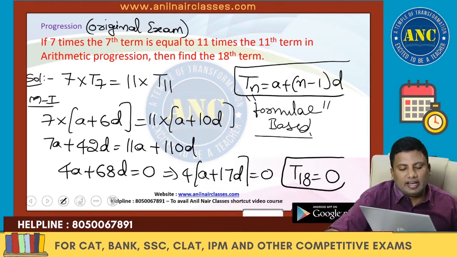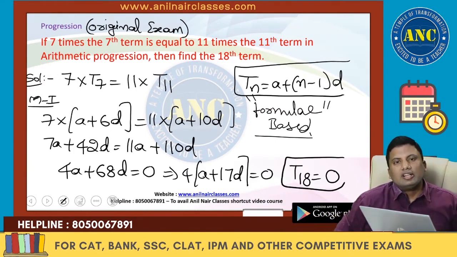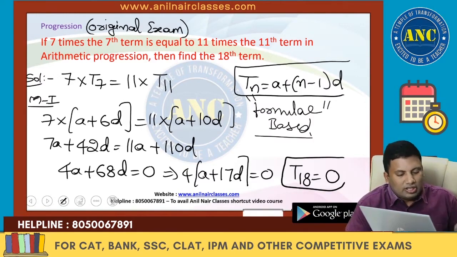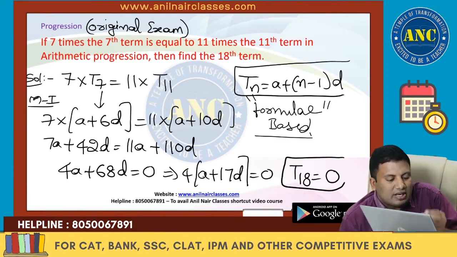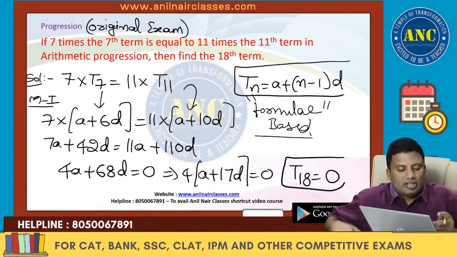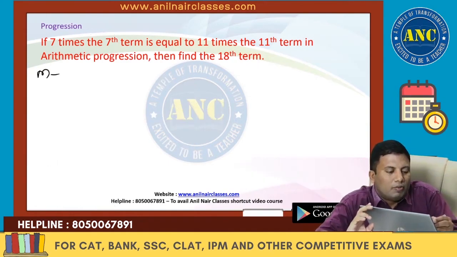But there is a beautiful conclusion that can be drawn. Let us see that conclusion. 7 times the 7th term is equivalent to 11 times the 11th term. I just used Tn as a plus n minus 1 into d. Here also it is a plus n minus 1 into d. Please make a note of method number 2.